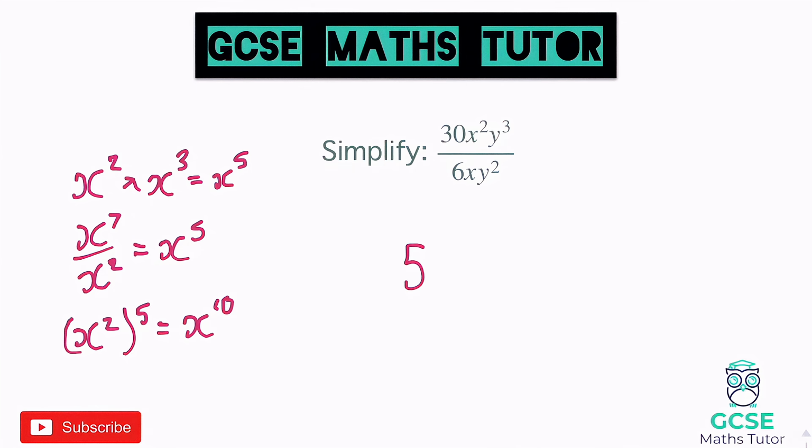Now individually looking at the letters, we've got an x squared, and on the bottom we've got an x. Now it's not written in there, but that is a little power of 1 that's not written. So if we subtract the powers, 2 take away 1 gives us x to the power of 1. I'm not going to write that in, I'm just going to leave it as x because that means x to the power of 1. Moving on to the y's, we have y to the power of 3, y squared on the bottom, and 3 take away 2 gives us just y. So our final answer would be 5xy.